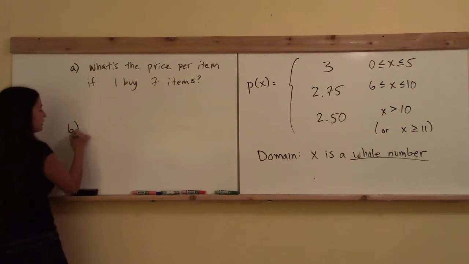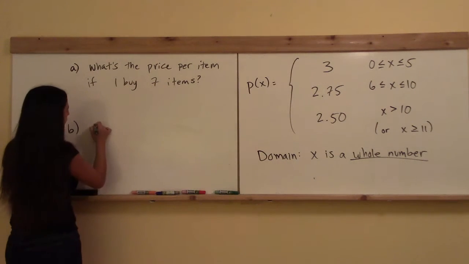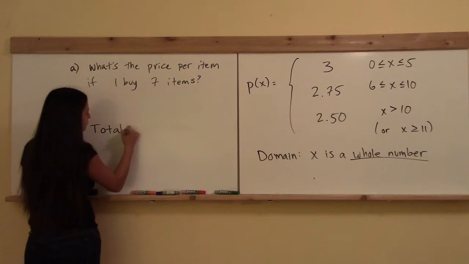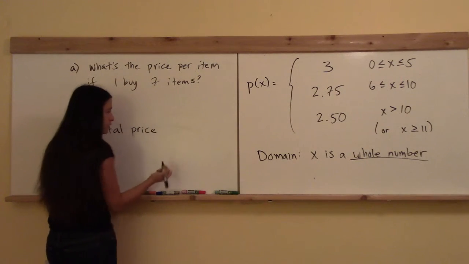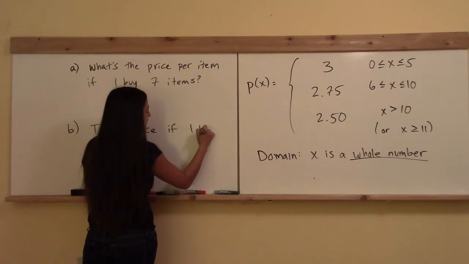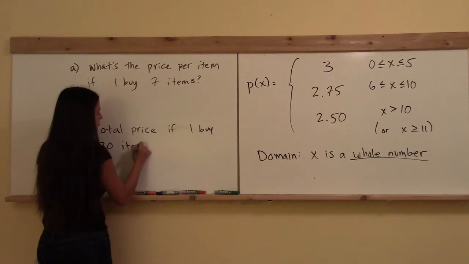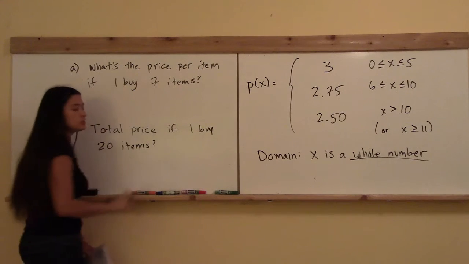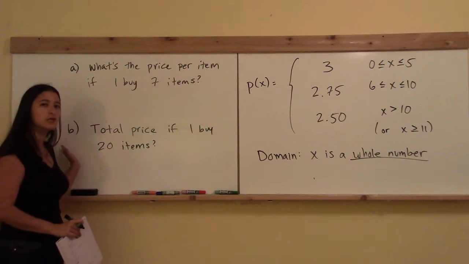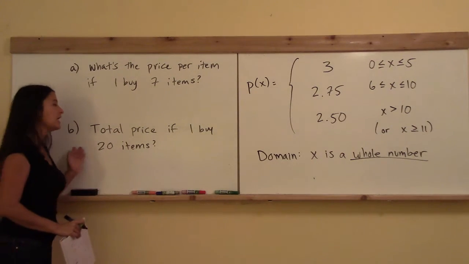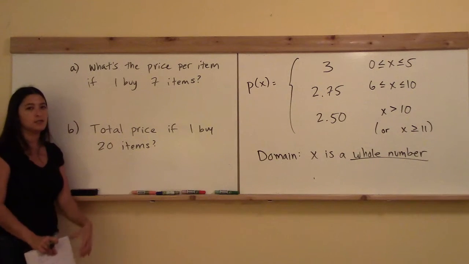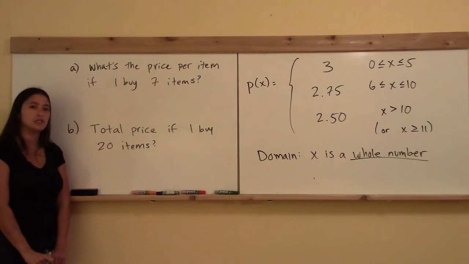And then B, now I'm going to ask you a little bit of a different question. What is the total price? Not just the price per item, but the total price if I buy, let's say, 20 items. Okay, and then this is just testing to make sure you understand the relationship between per item price and total price. So go ahead and pause the video, try to answer these 2 questions.